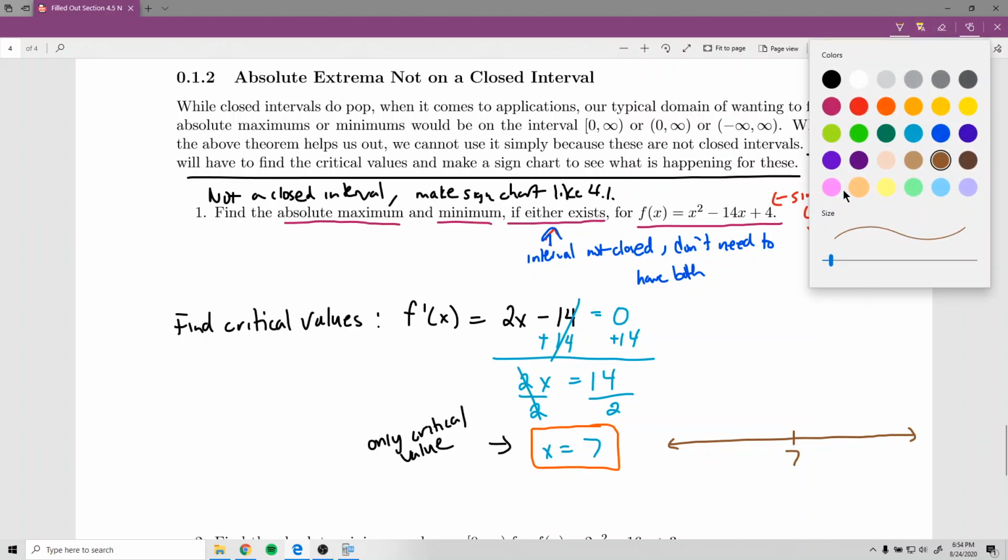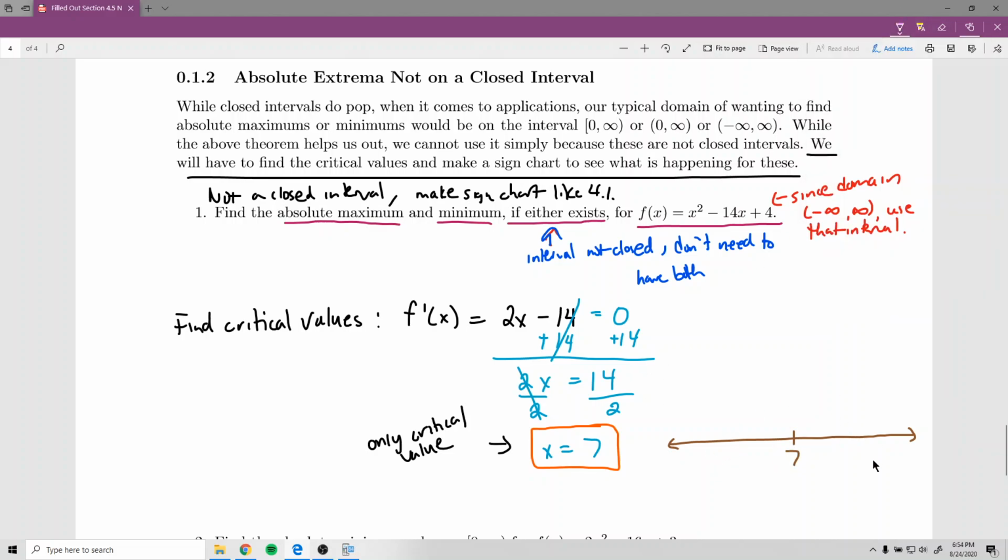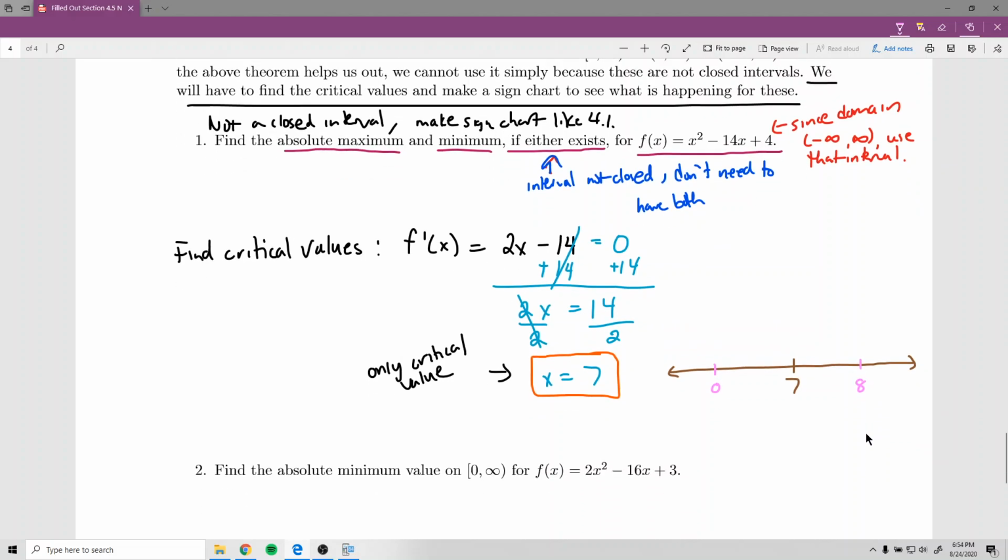And remember, what we do with the sign chart is we plug in a number on each side to the derivative and figure out when it's increasing and decreasing. So to the left of 7, I'm going to plug in 0. To the right of 7, I'm going to plug in 8. And make sure you plug into the derivative.